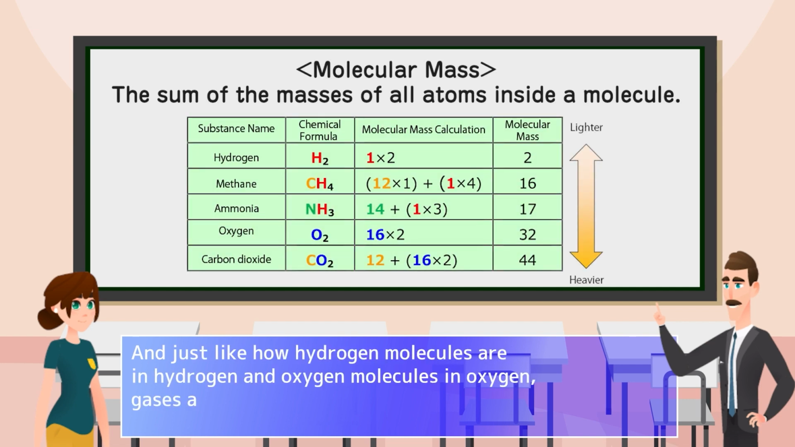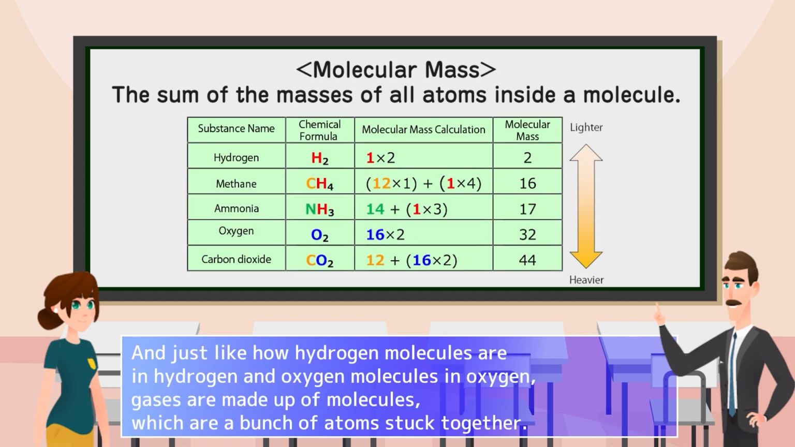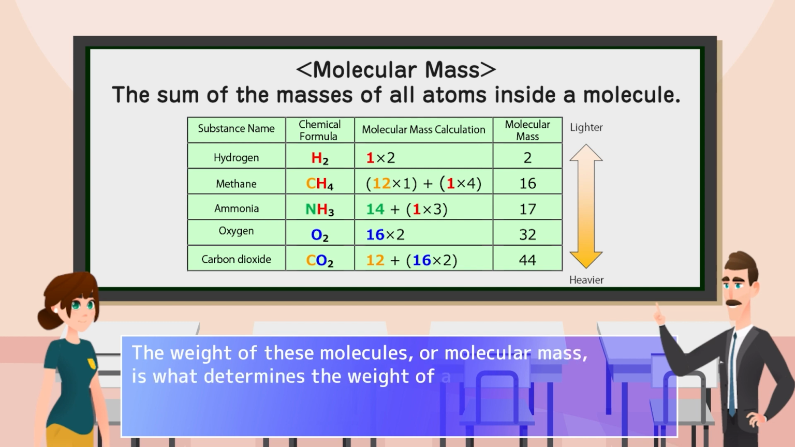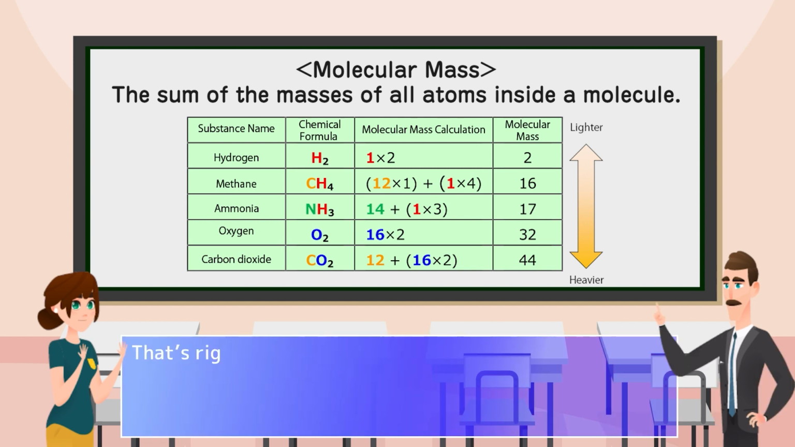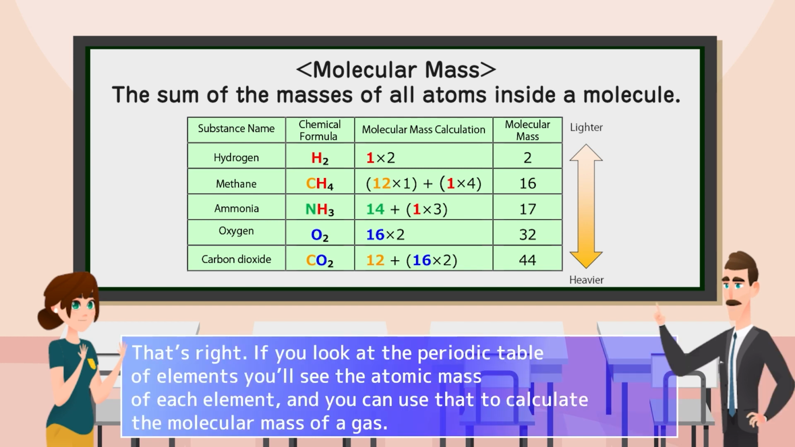And just like how hydrogen molecules are in hydrogen and oxygen molecules in oxygen, gases are made up of molecules, which are a bunch of atoms stuck together. The weight of these molecules, or molecular mass, is what determines the weight of a gas. Oh, so we can just compare the molecular mass when comparing the weight of gases, right? That's right. If you look at the periodic table of elements, you'll see the atomic mass of each element, and you can use that to calculate the molecular mass of a gas.